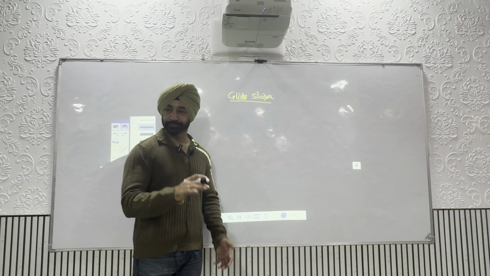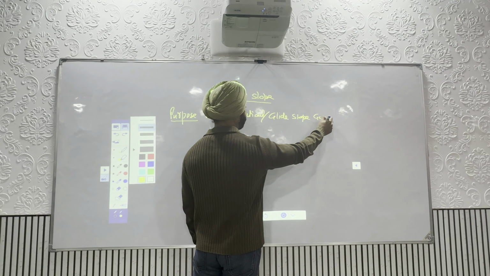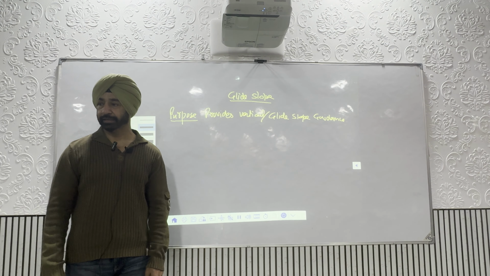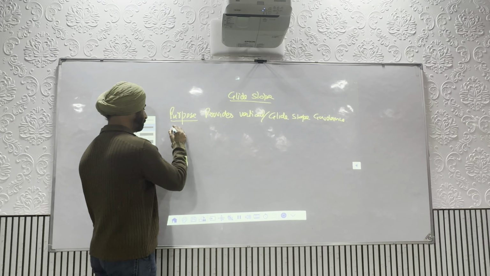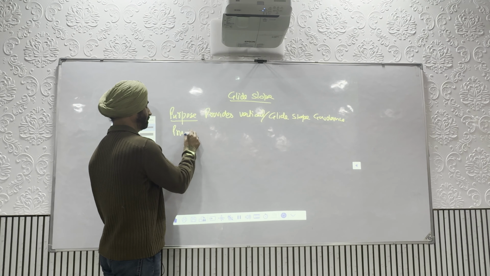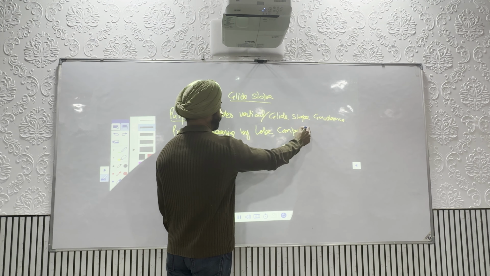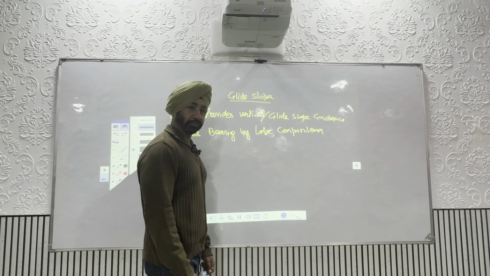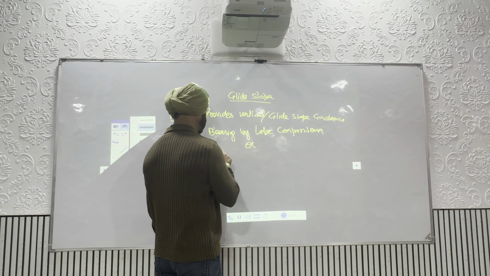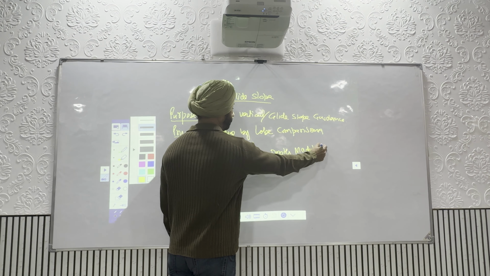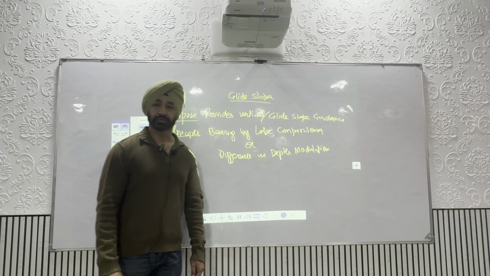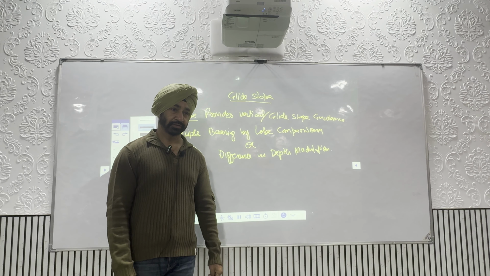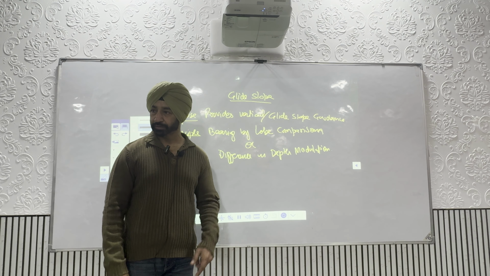So glide slope gives you vertical guidance. It provides vertical or glide slope guidance. It works on the principle of bearing by lobe comparison, the same difference in depth of modulation. It is the same principle which is used for the localizer. So obviously you will have two lobes depending upon the position of the aircraft.